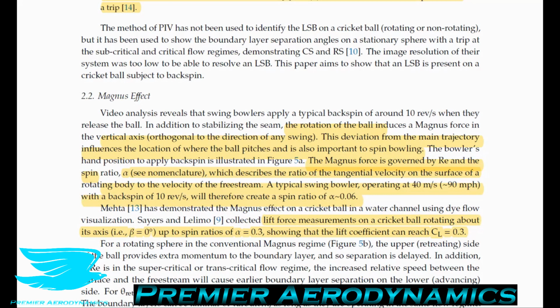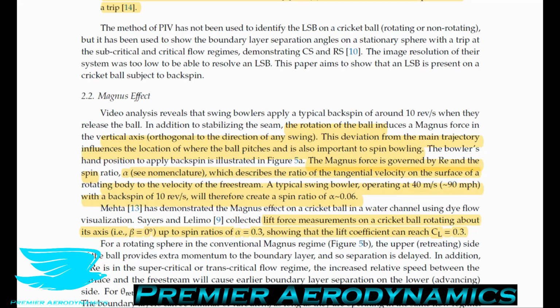A typical swing bowler operates at 40 meters per second, with a backspin of about 10 revs per second. This will therefore create a spin ratio of 0.06. Now, interestingly, 0.06 is sort of the maximum spin ratio that a typical swing bowler will create.